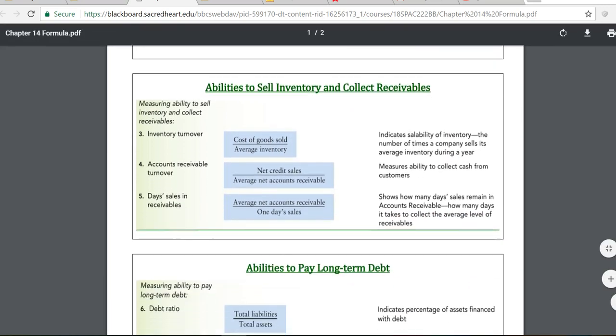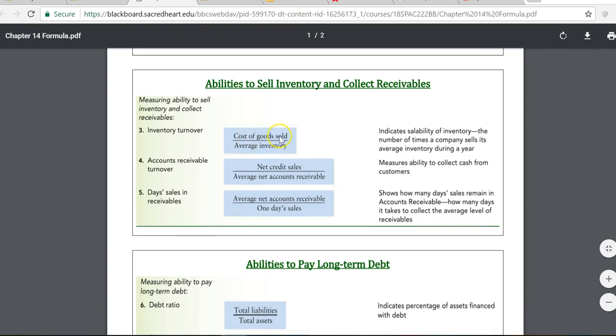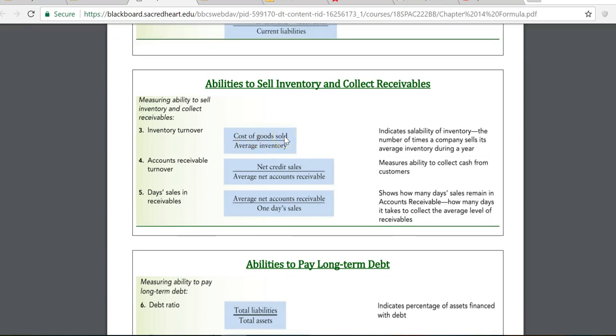Remember, in this ratio, one item is from your income statement, which is the cost of goods sold, and another item is from your balance sheet, which is the inventory. If you have this type of formula, one from the income statement and another from the balance sheet, you need to take the average of your balance sheet item. Average means the preceding year and the current year, and that's why you'll be given 2 years of balance sheet. This ratio indicates the sellability of your inventory, and of course higher is better.